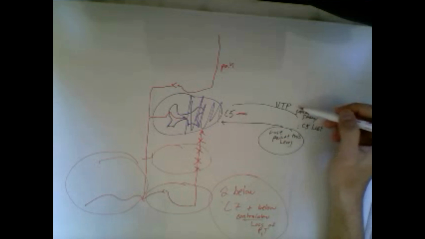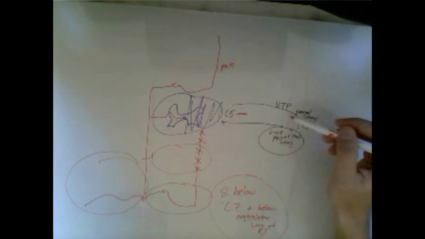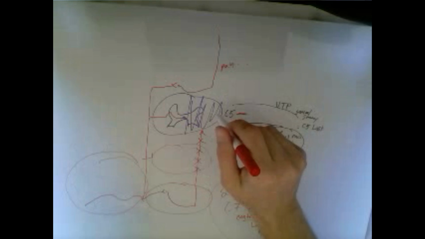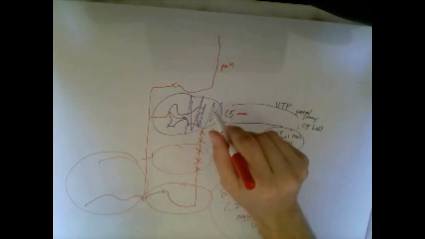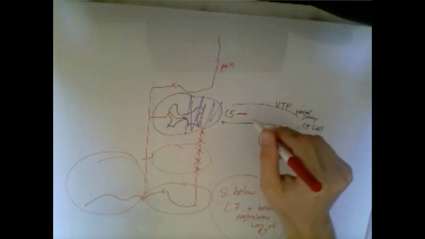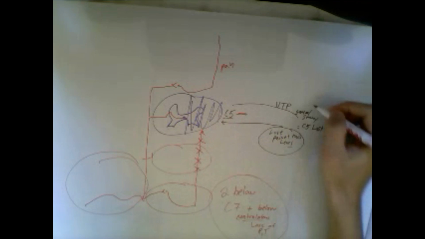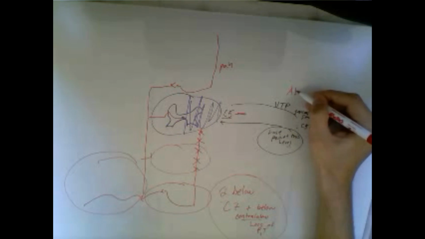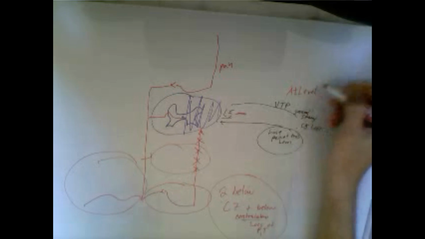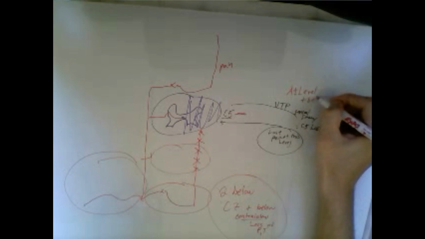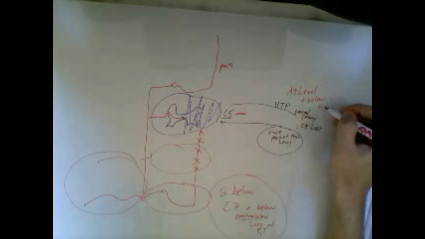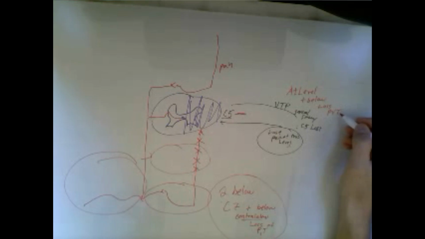Vibration and proprioception, you're going to lose because this comes in at this level and gets hindered and blocked. And so you're going to lose at the level and everything below. At the level and below, loss of PVT, proprioception, vibration, and touch. And that is pretty much Brown-Sequard.